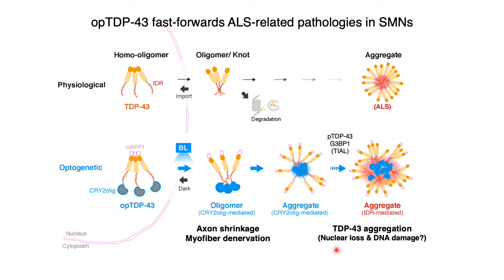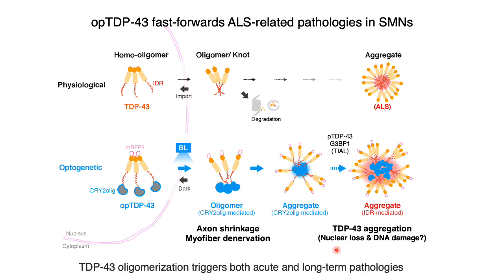So although we didn't see nuclear depletion in this study, much longer stimulation might be able to cause nuclear loss of TDP-43. So in summary, we would like to propose that TDP-43 oligomerization triggers both acute and long-term pathologies in the motor neurons.